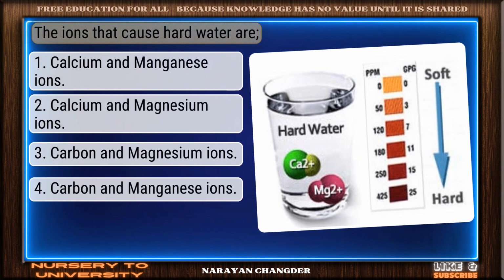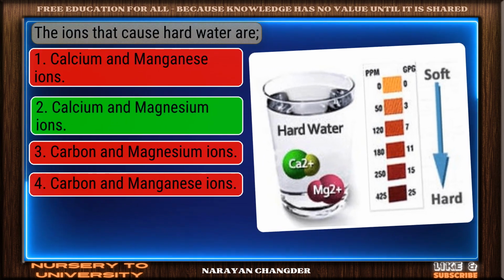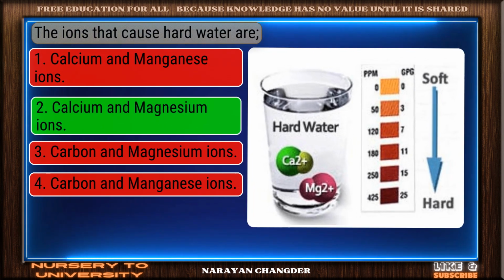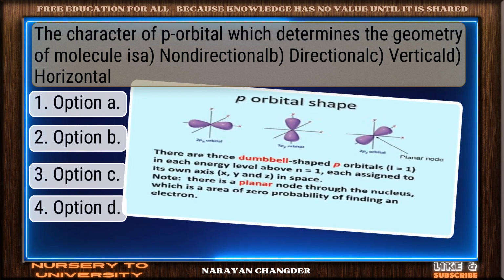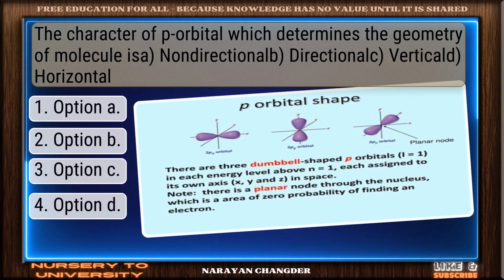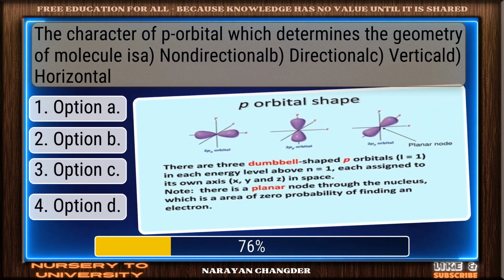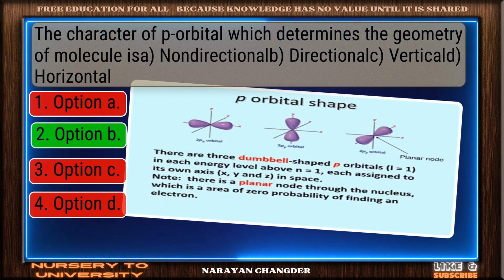The ions that cause hard water are. Strong choice. Calcium and magnesium ions is the right answer. The character of p orbital, which determines the geometry of molecule, is a non-directional, directional, vertical, horizontal. Perfect. Option B is the correct choice.